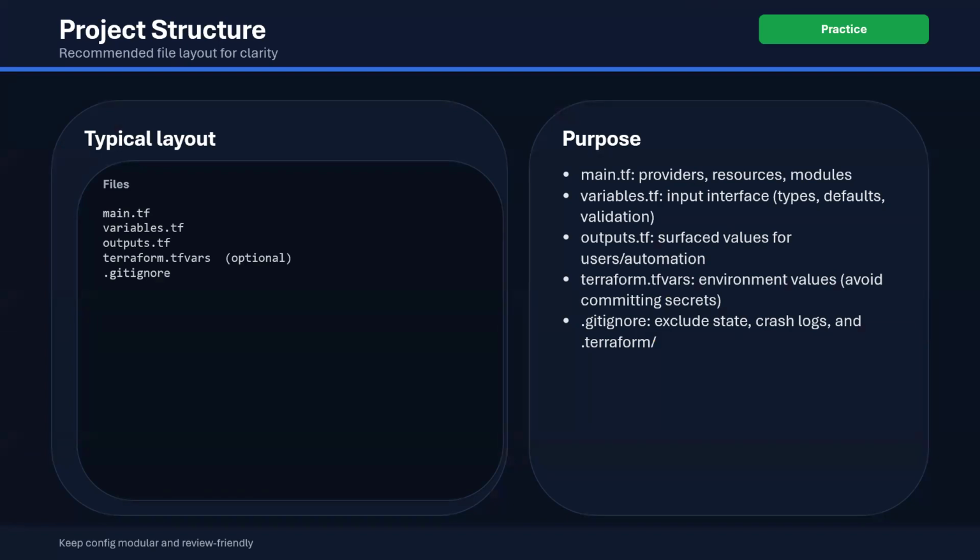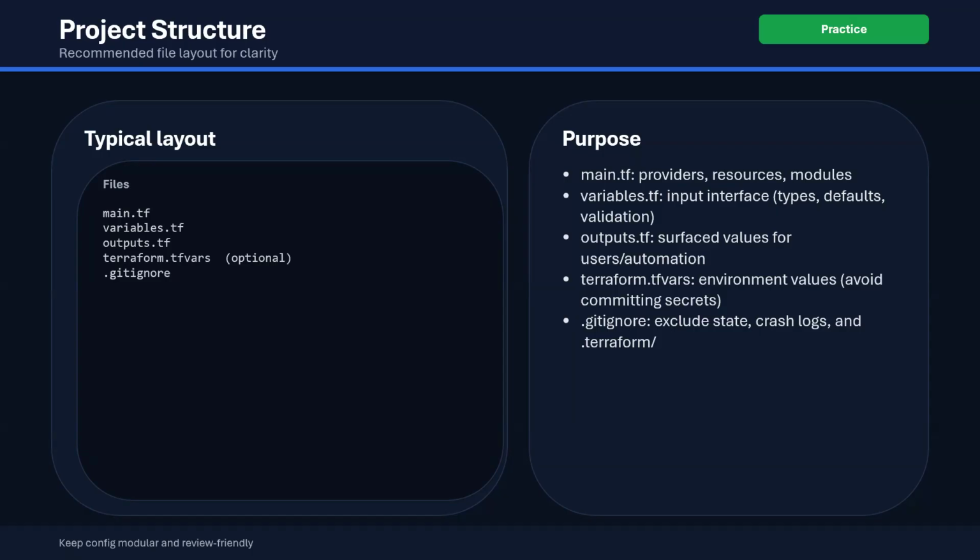So now, let's talk about the purpose of each file. The main.tf file is going to contain our providers, resources, and modules. The variables.tf file is the input interface: type, default, and validation. Outputs surface values for the user or automation. And the terraform.tfvars file provides environment variable values, to avoid committing secrets. The .gitignore excludes state, crash logs, and .terraform.